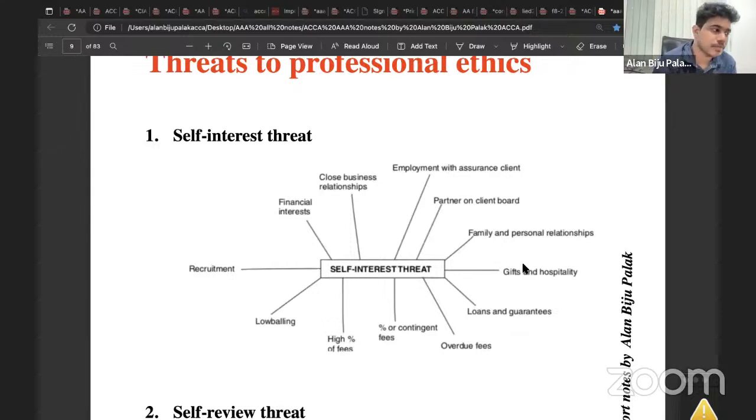And what if a particular member of our audit team has recruited a client staff member? What do we need to do? That particular person who helped in the appointment process should be removed from the engagement team. Then what if there is any financial interest for a particular person, maybe the audit engagement partner? Sell off all the interest. They should dispose of or sell off all the financial interest before being involved in the engagement. And in other cases, when there is a close business relationship, employment with the assurance client, or a partner on the client board, that particular person has to be removed.